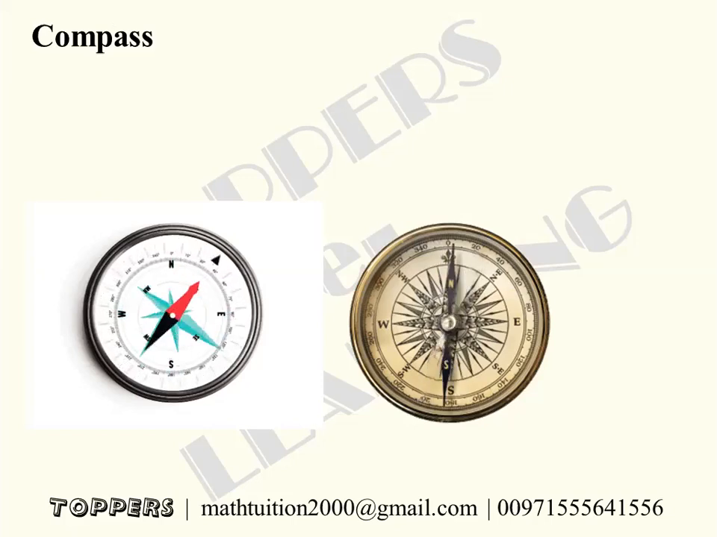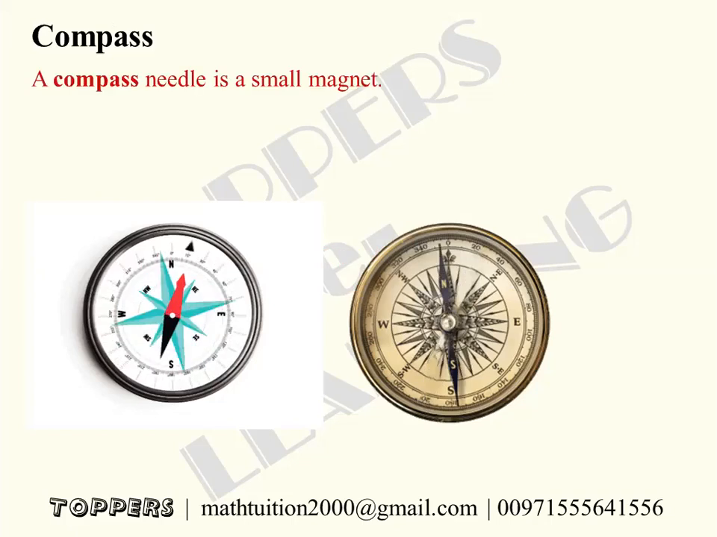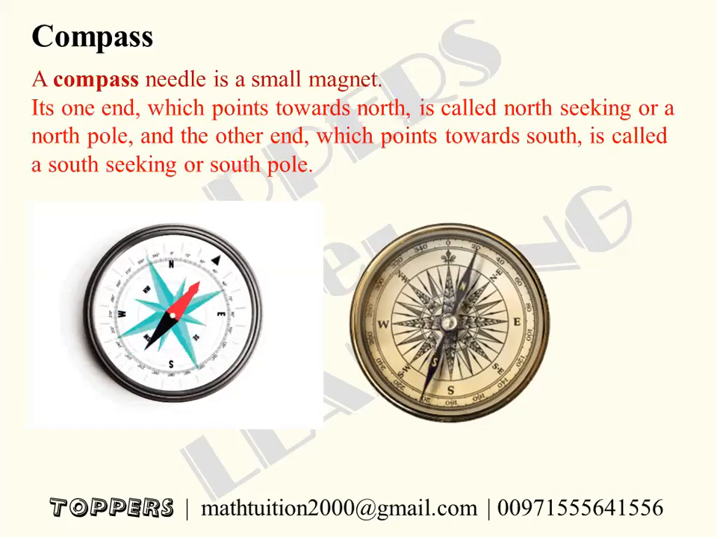So, what is the definition of a compass? A compass is a small magnet. See what is rotating inside? That is actually a magnetic needle. Its one end, which points towards north, is called the north seeking pole or north pole. North seeking pole or north pole. And the other end, which points towards the south, is called the south seeking pole or south pole.